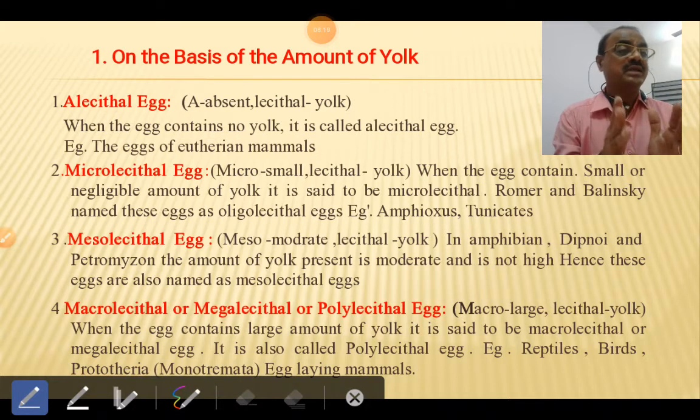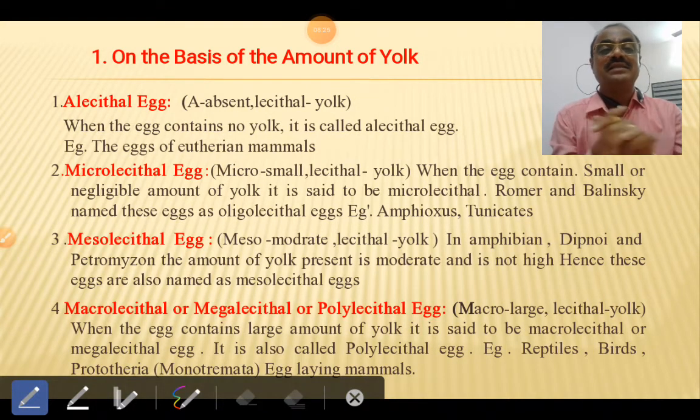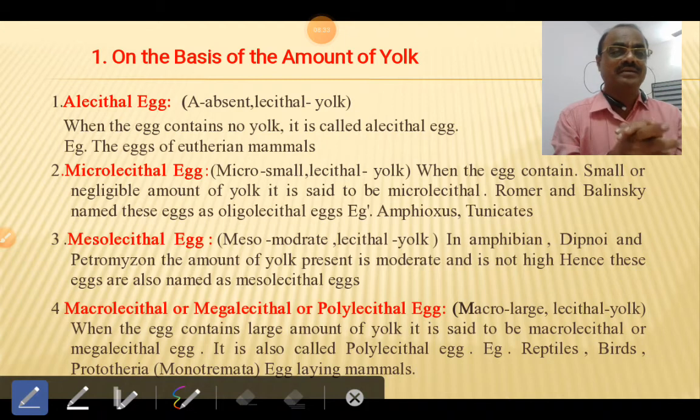According to the percentage of yolk, the egg is divided into four categories. See here, first is alecithal egg. How can you remember these four terms? A means absent and lecithal means yolk. When the egg contains no yolk, it is called the alecithal egg.